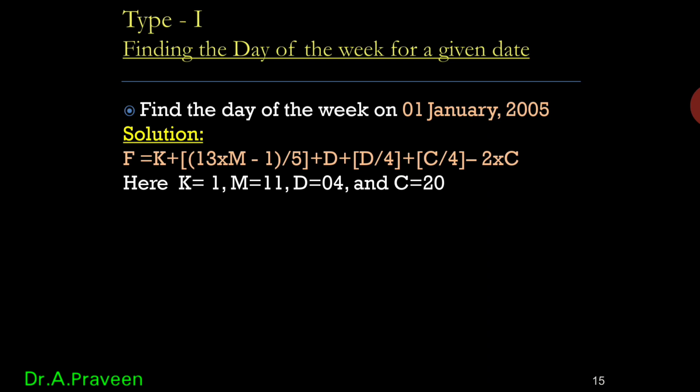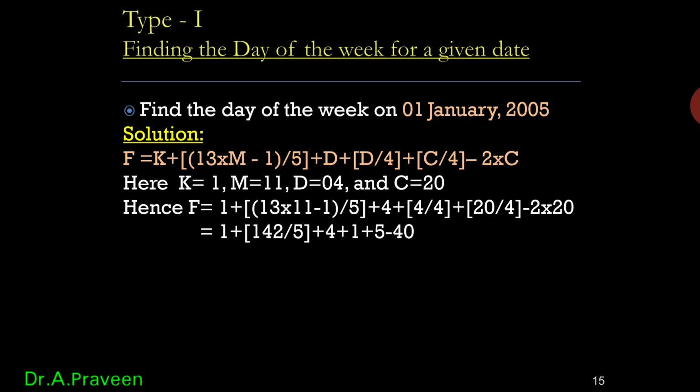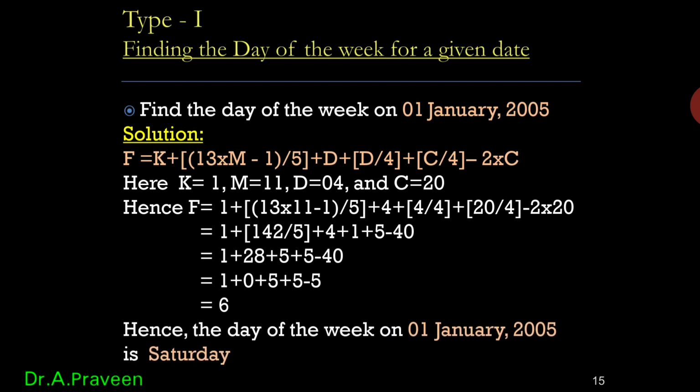So therefore, the first two digits of 2004 is 20. So therefore, here C equals 20. And the last two digits in 2004 is 04. So therefore, D equal to 4. So this is the step where we have to be careful. All other steps are the same. And we find that the final value is 6. So 6 corresponds to Saturday. So therefore 1st January 2005 is a Saturday.